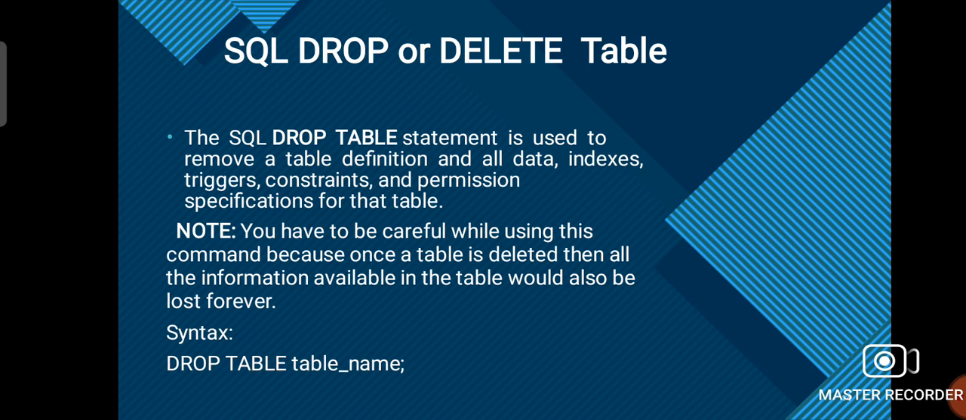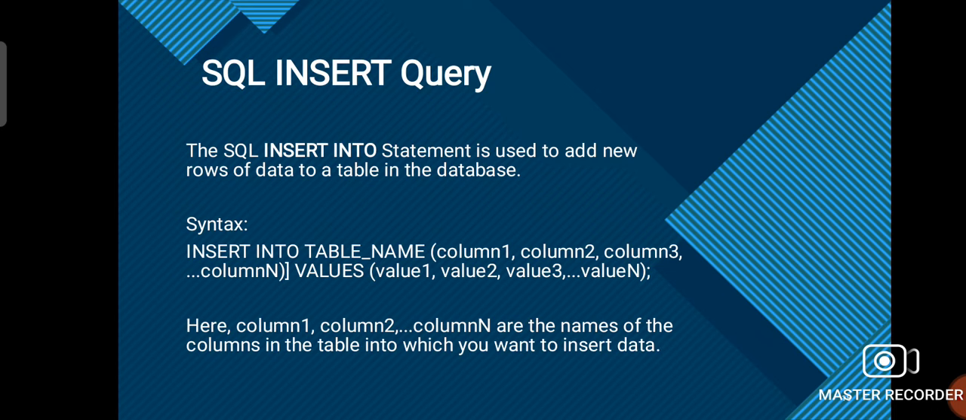Similarly, we can drop or delete the table. The drop table command is used to remove the table definition and all data, indexes, triggers, and all the objects associated with the table. So we can apply the syntax like drop table, and we have to mention the table name.